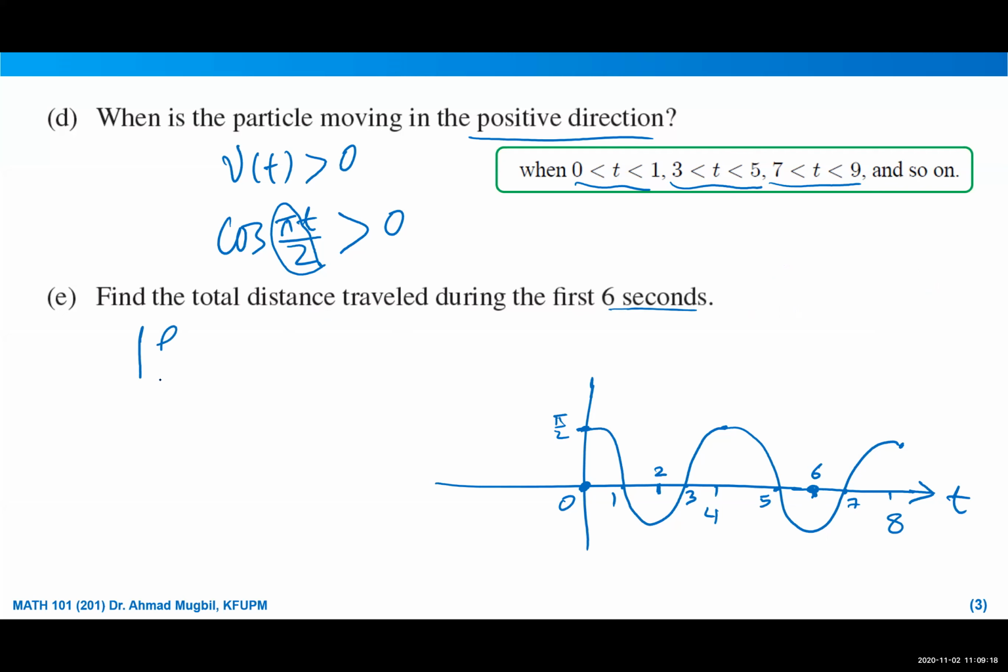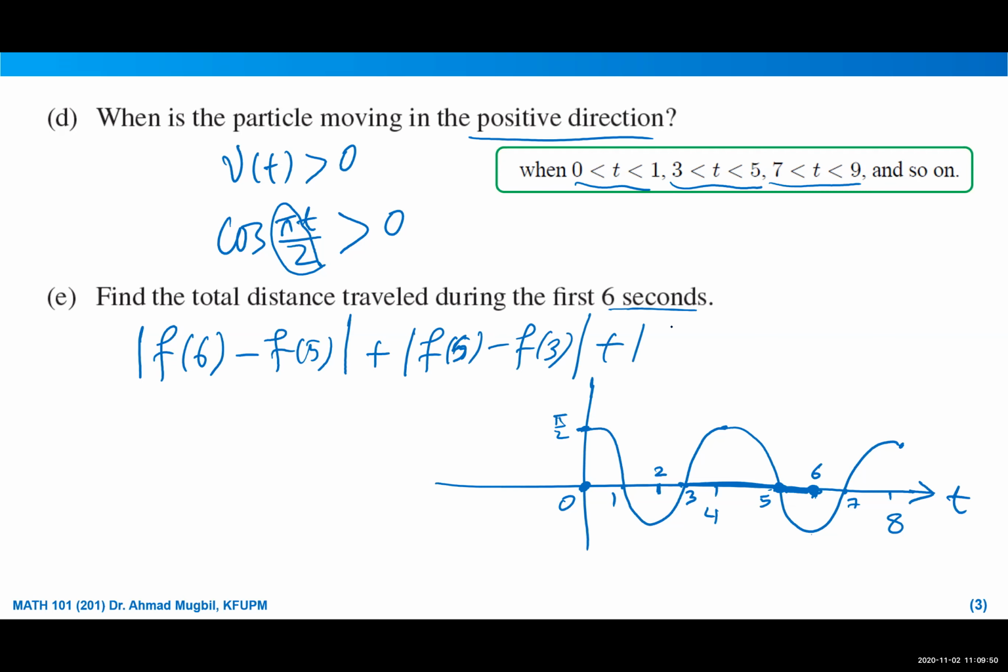It will be the absolute value of f of 6 minus f of 5, because the velocity is negative from 5 to 6. From here to here, it is negative. So you will calculate the distance here. Then you will calculate the distance from 3 to 5: f at 5 minus f at 3, plus, from 3 to 1, the velocity is negative, so you will calculate the value of the function at 3 minus the value of the function at 1.